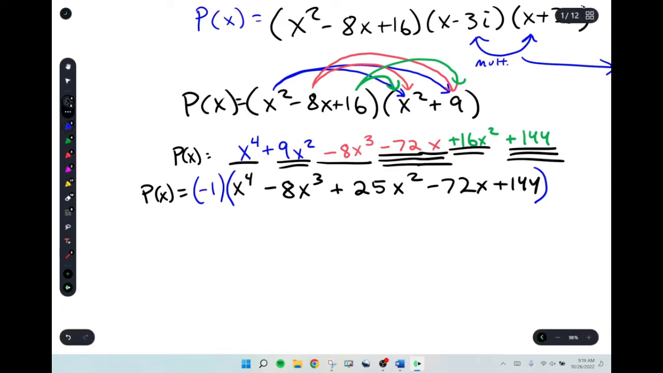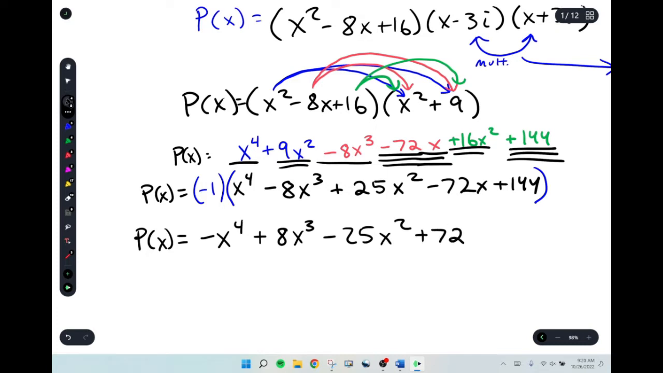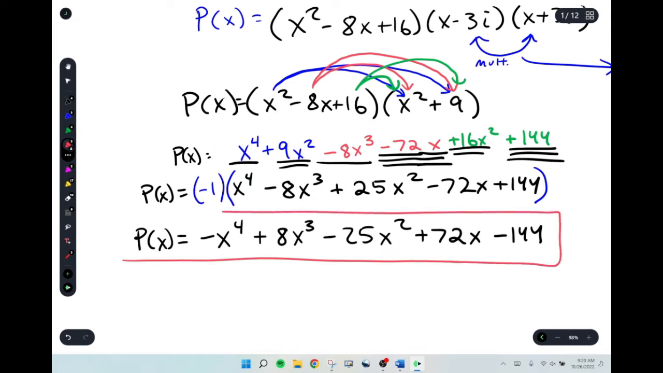And now if I distribute that -1, P of x actually equals -x to the 4th, positive 8x cubed, -25x squared, positive 72x, -144. And that is a good answer for your polynomial, ugly as it is. It's good to know, I mean, we didn't do anything that we haven't done. We just did it all in one big problem.